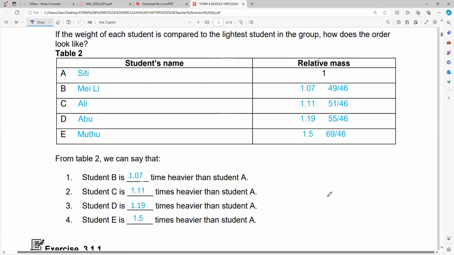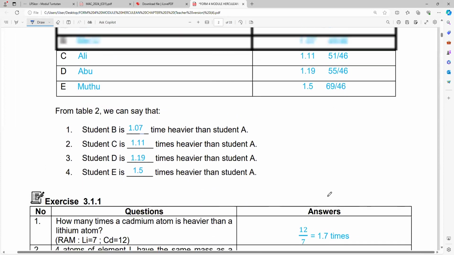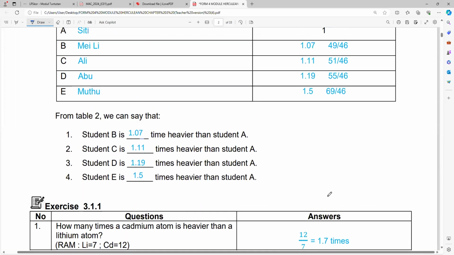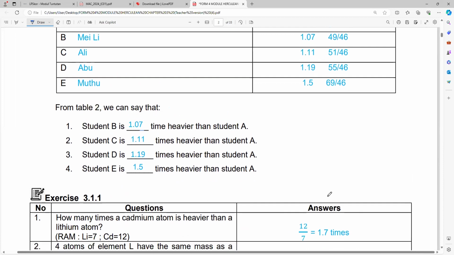Not an important question. These questions are important. Teacher will do 1 or 2 with you, and then you are going to try it on your own. So the question is saying, how many times is a cadmium atom heavier than a lithium atom? Now there's a mistake here. You don't have your periodic table, but cadmium is 112. In your book it is correct. Only in teacher's slide is it wrong.